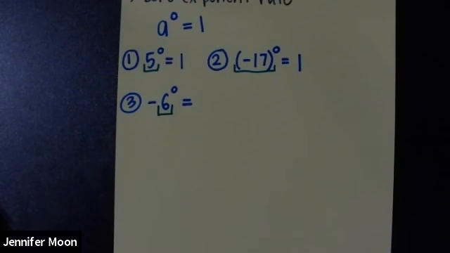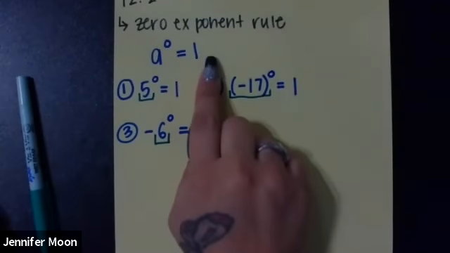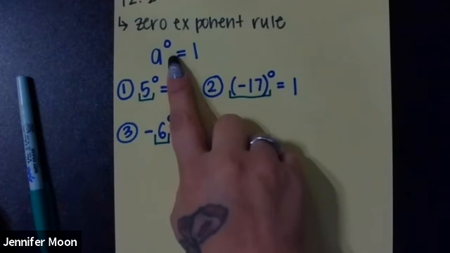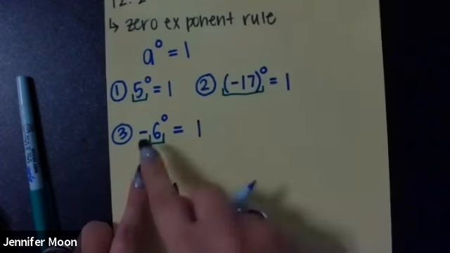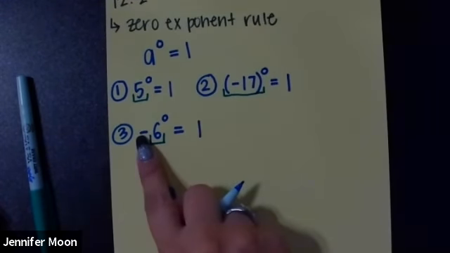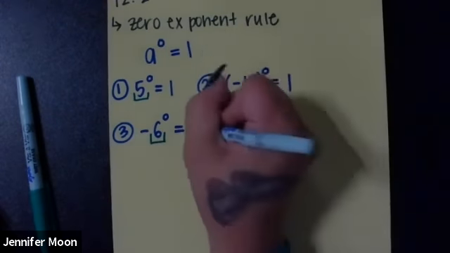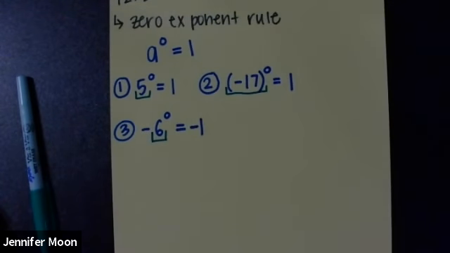It's technically a negative 1 times 6 raised to the 0. Well, the 6 is going to go to 1 because it's being raised to 0, right? But because we had that negative sign not in parentheses, it makes it a negative 1. Does that make sense? Okay.